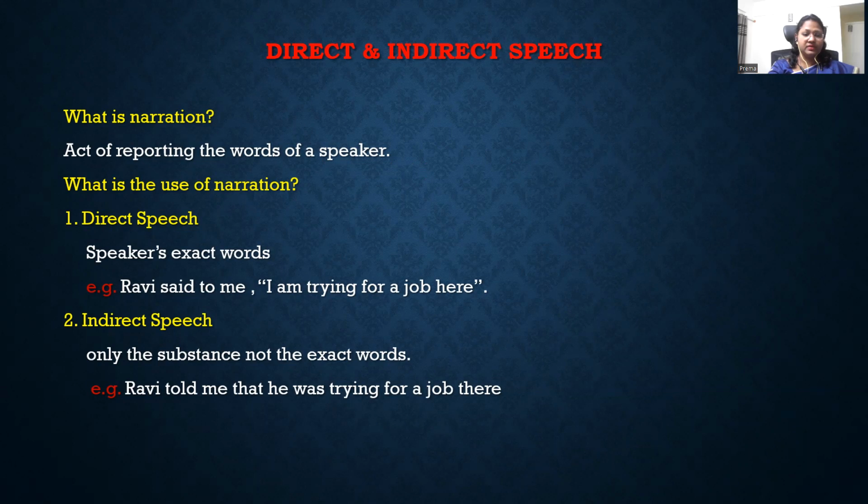If you see this example, Ravi said to me, "I am trying for a job here." So "I am trying for a job here" is the exact word that was spoken by Ravi, so it is given in direct speech. In the second example, in indirect speech, only the substance or gist, the matter, is given in different words. It is not the exact words of the speaker, but the words of the speaker will be changed into a different format. So if you see this example, Ravi told me that he was trying for a job there. So this is the indirect speech.